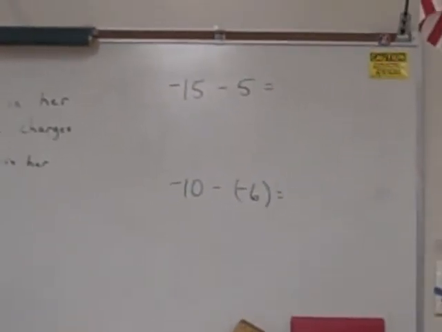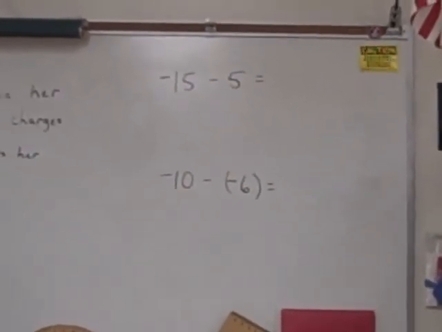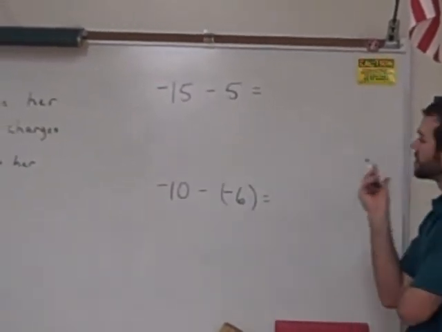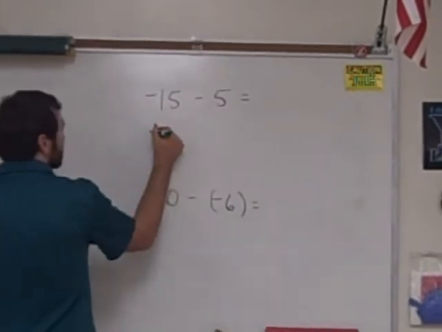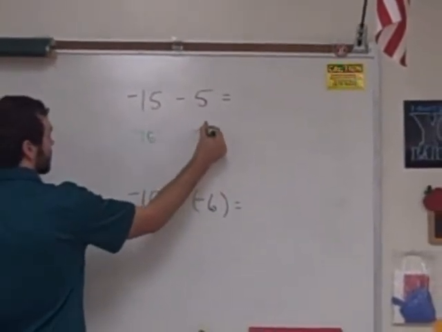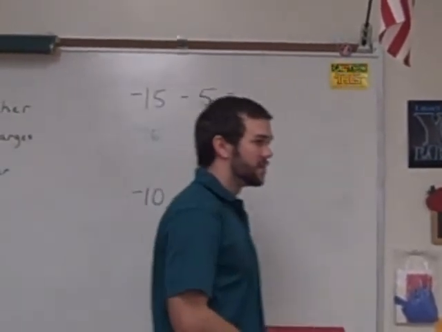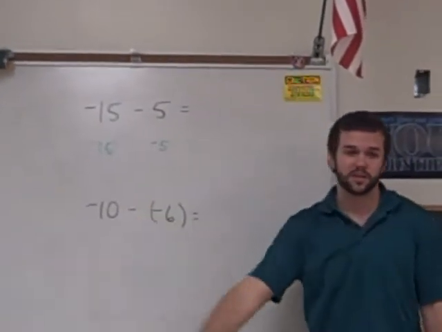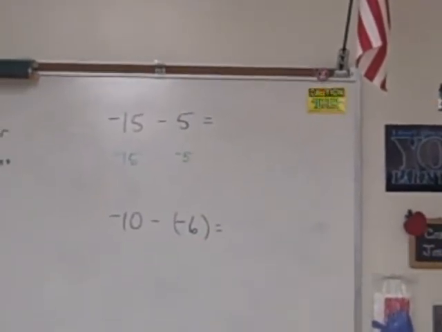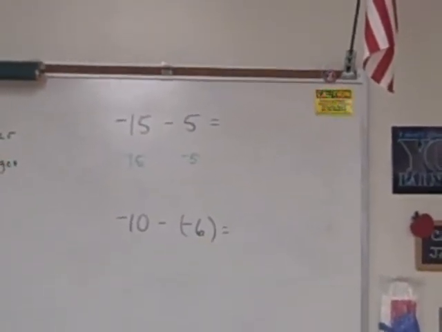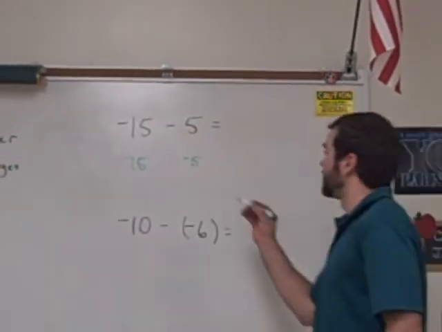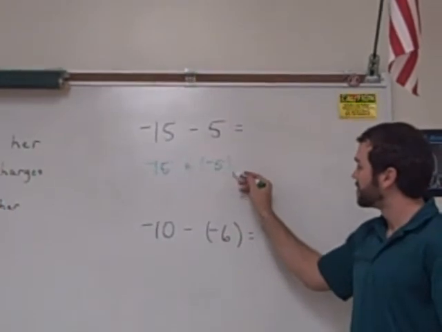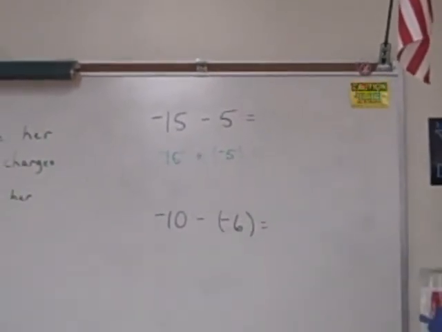Alright, so the first one, negative 15 minus 5. First thing I do: move the negative sign over to the second number, leaving the 15. Alright, so now I have negative 15, negative 5, and I have a space right here. What do I do with the space? Ron? You put a plus sign in the space. Put a plus sign. And a parentheses, right? So now what do I do?